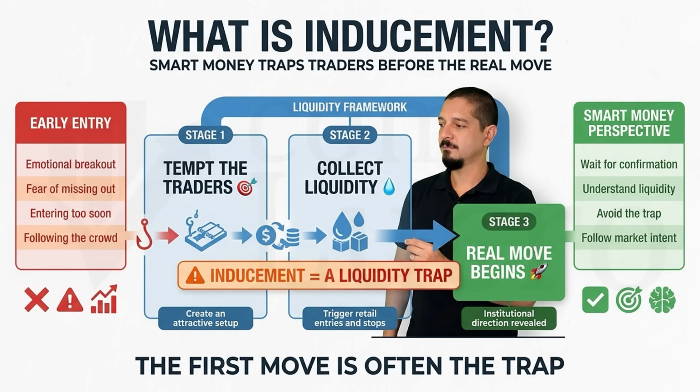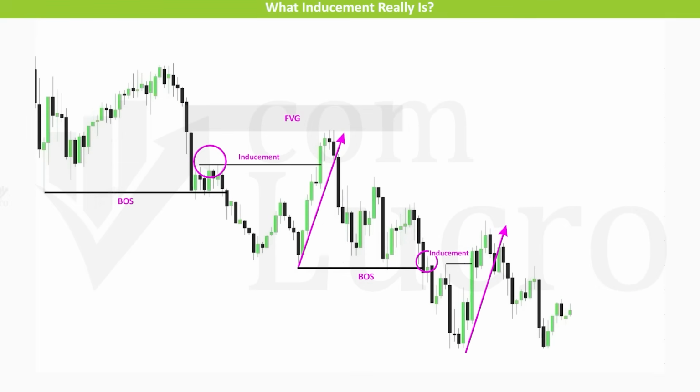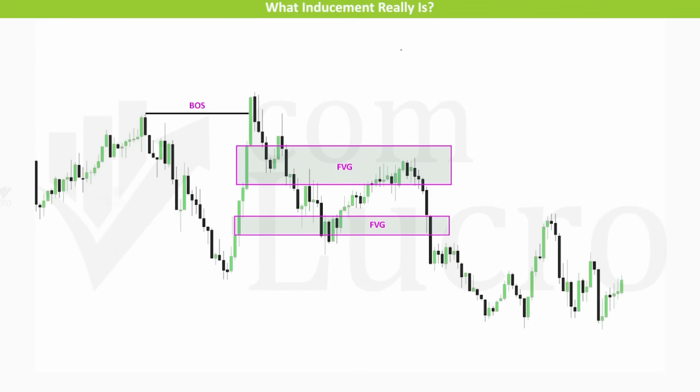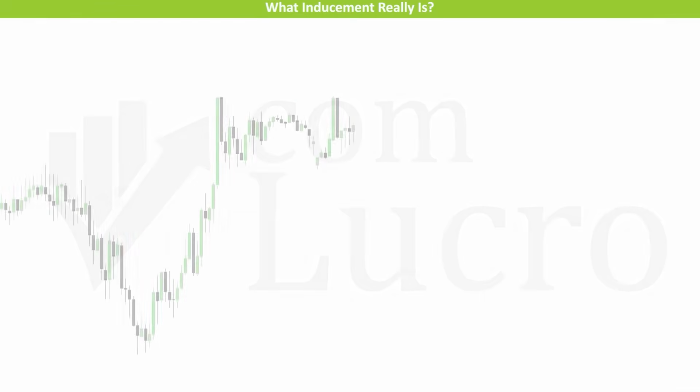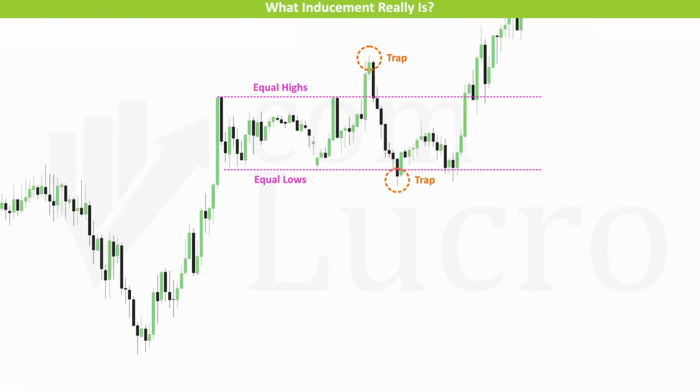Because smart money needs liquidity, they often induce traders into early breakouts, fake reversals, or misleading pullbacks. Traders may see order blocks that look clean, but are not the real ones, FVG fills that appear to be valid entries, or equal highs and lows that look tradable. Then price suddenly reverses, sweeps their stops, and moves in the intended direction. Understanding inducement is important because it helps you avoid entering too early at fake levels or liquidity traps.